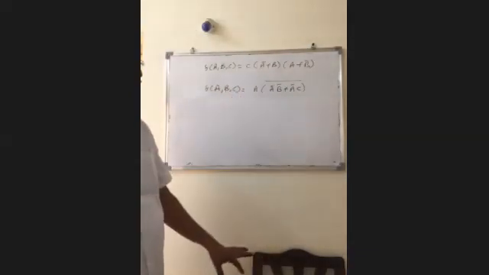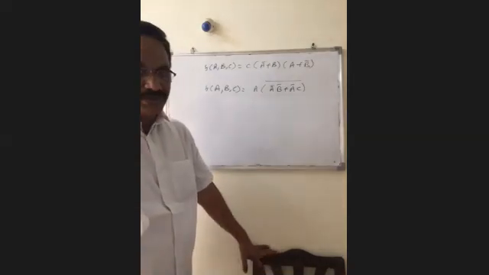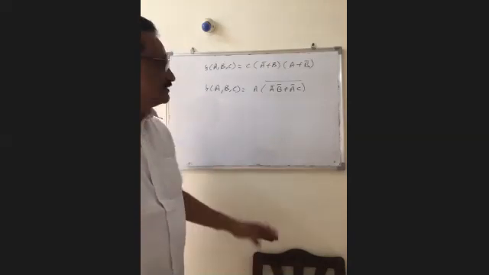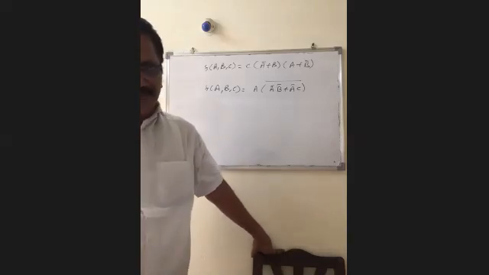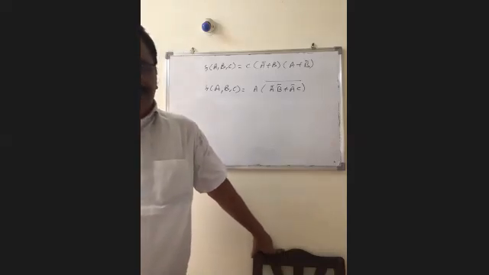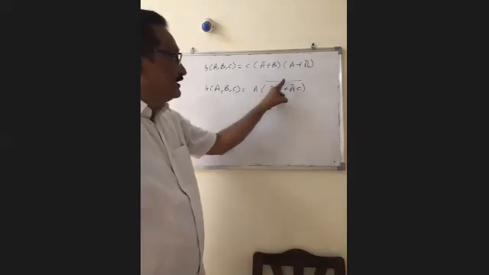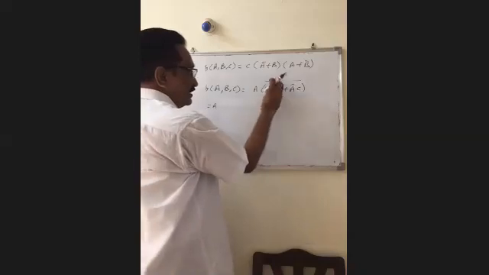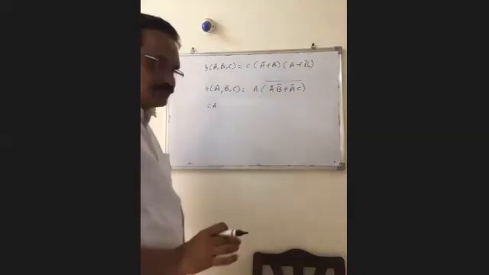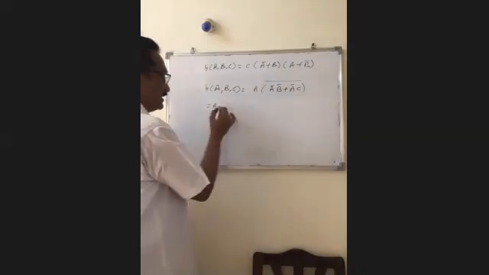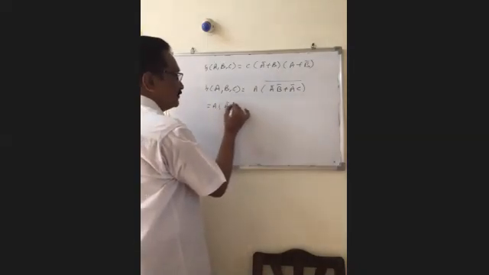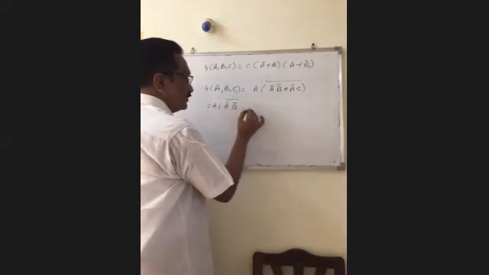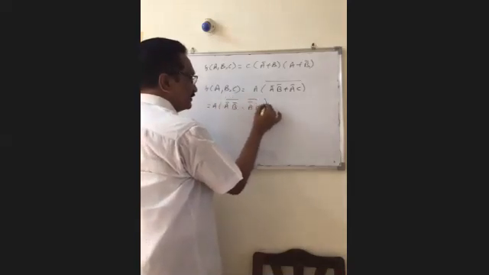Convert this one into canonical POS form. First, convert that one into standard POS form. To convert that one into standard POS form, first you have to apply De Morgan's theorem. So for this one, A into x plus y whole bar is equal to x bar into y bar. So write it as A bar B bar whole bar into A bar C whole bar.